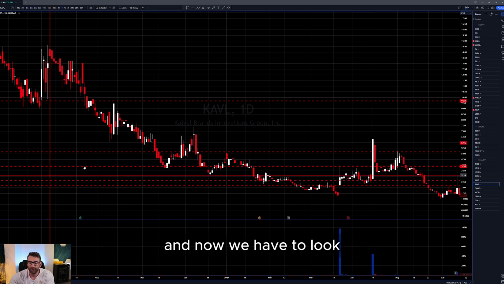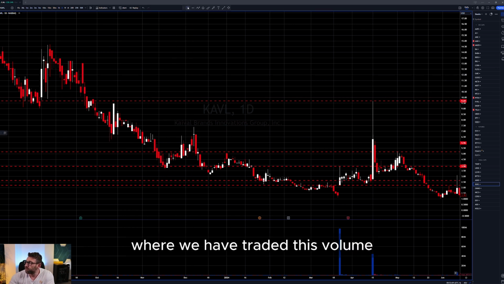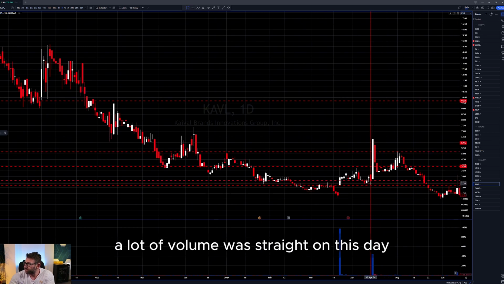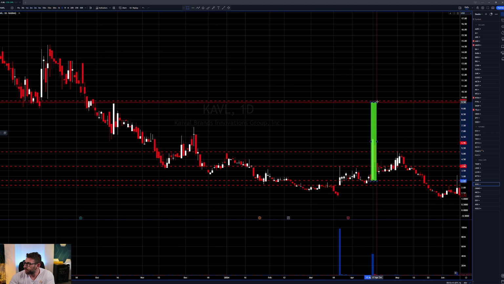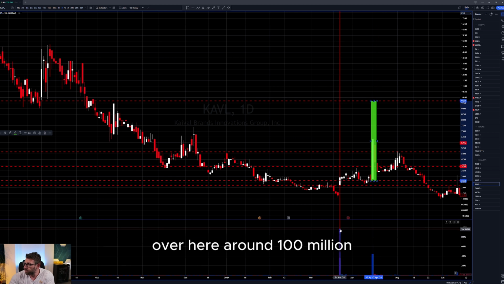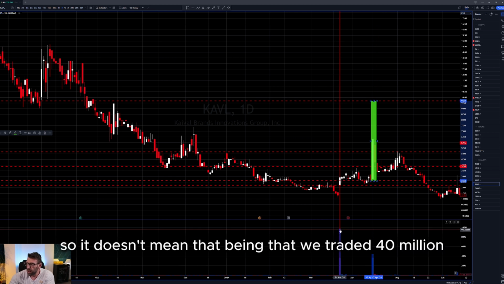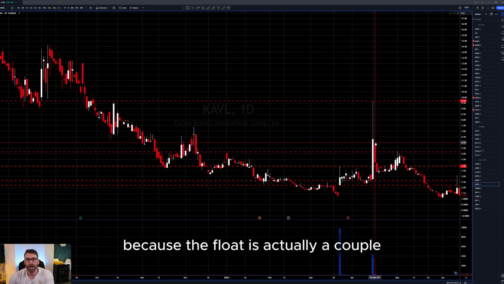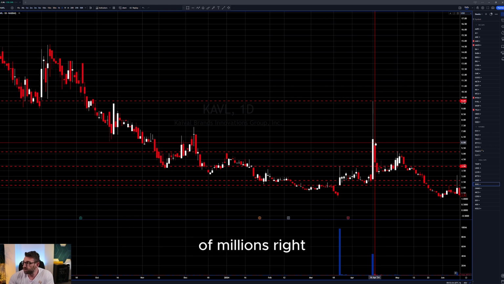And now we have to look where we have traded this volume. So we can see that a lot of volume was traded on this day, because over here we have volume of around 44 million, or this day over here, around 100 million. It doesn't mean that, being that we traded 40 million and 100 million, we have 160 million of overhead supply of bag holders, because the float is actually a couple of millions, right?